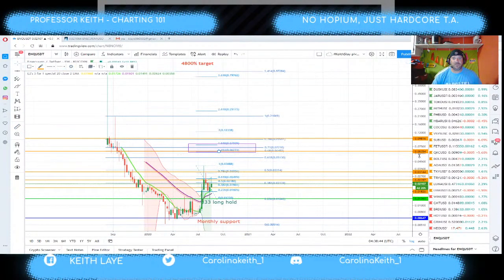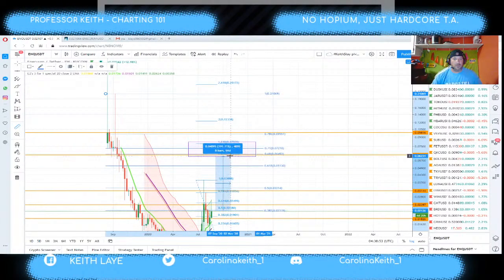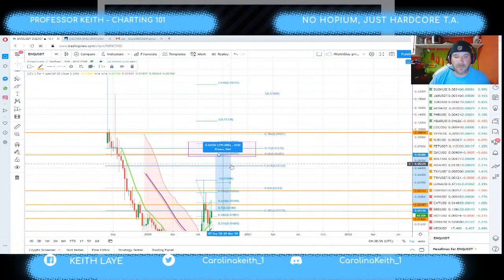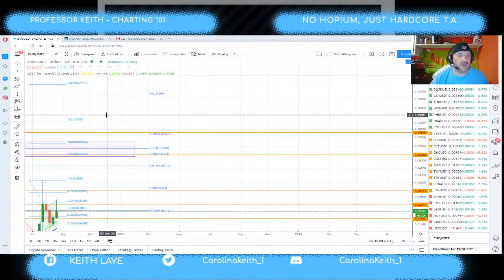200% from here to the 1414 line if it breaks these other resistance lines on the weekly. It may take a couple weeks to do this 200% move. I'm cool with that.